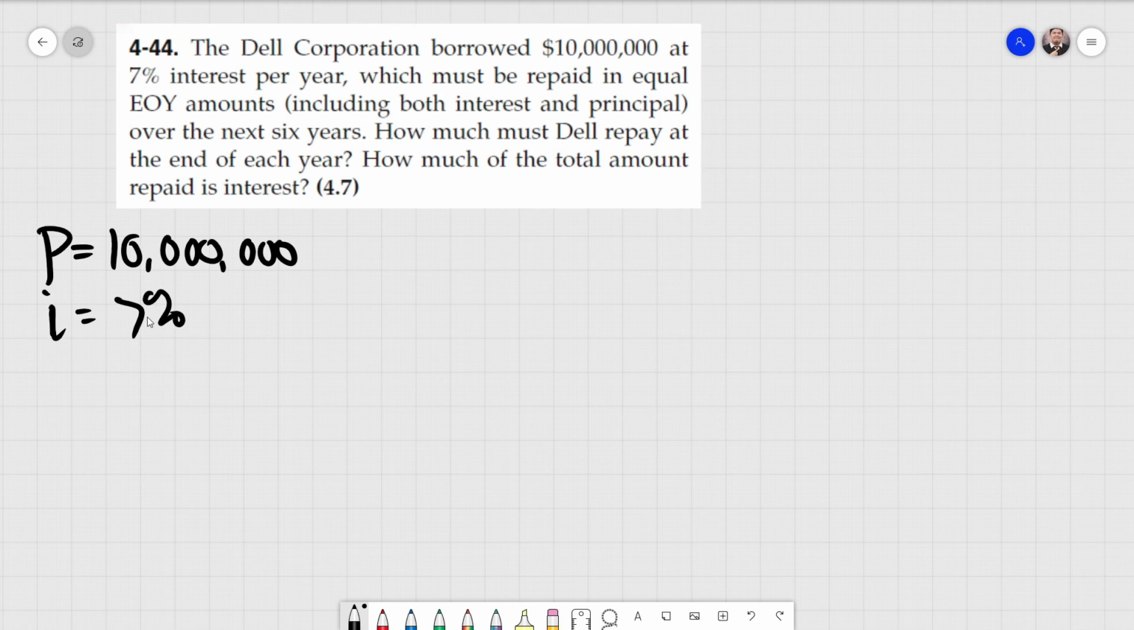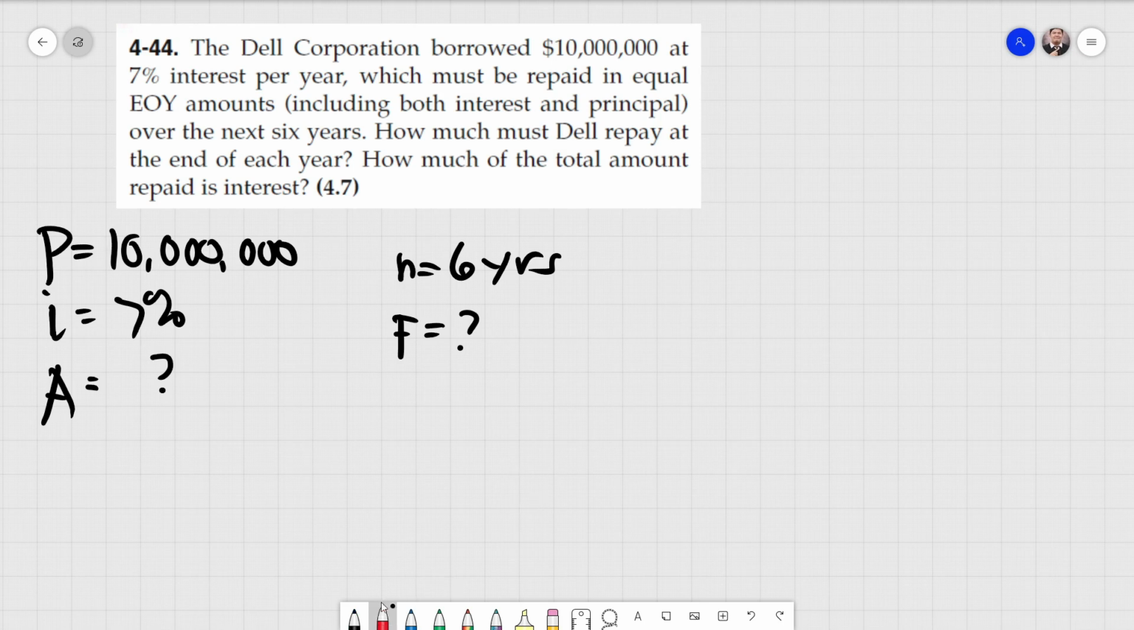So, ibig sabihin, equal end-of-year amounts. So, meron siyang babayaran na annuity. Yun yung annuity natin. Over the next 6 years. So, this is payable for over the next 6 years. So, nawawala sa atin ngayon dito yung ating annuity amount. We will solve for the value of annuity. Given the present value of the loan, which is $10 million, the interest rate per year, and the number of years. So our annuity can be solved using this formula.